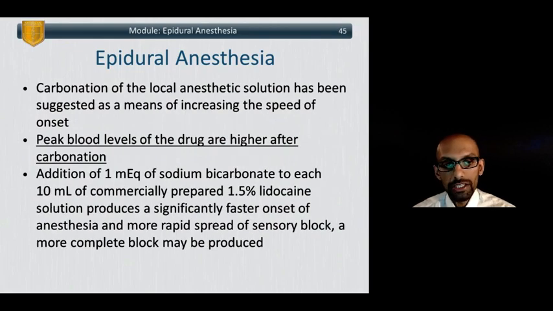Of course, carbonation of the local anesthetic can hasten onset, which is why we add sodium bicarbonate, typically 1 cc of sodium bicarbonate to every 10 cc's of local anesthetic, which alters the profile in a way that increases the non-protonated component of local anesthetic, which gains faster access to the myelin sheath and shortens the latency to nerve block, which is why carbonation works.